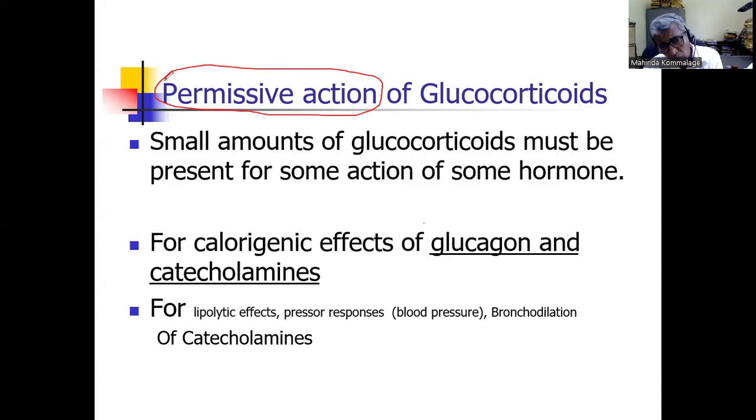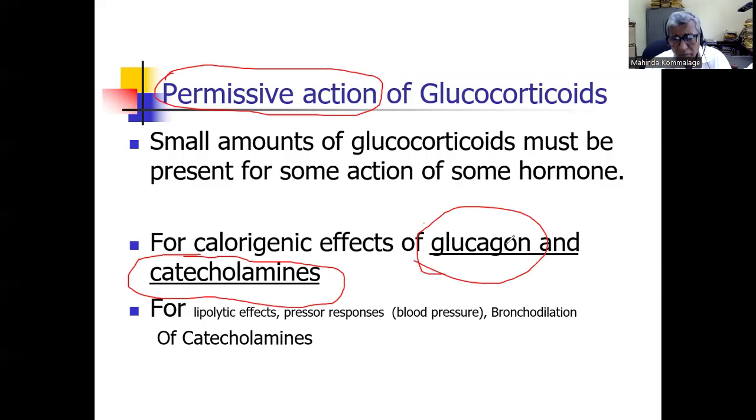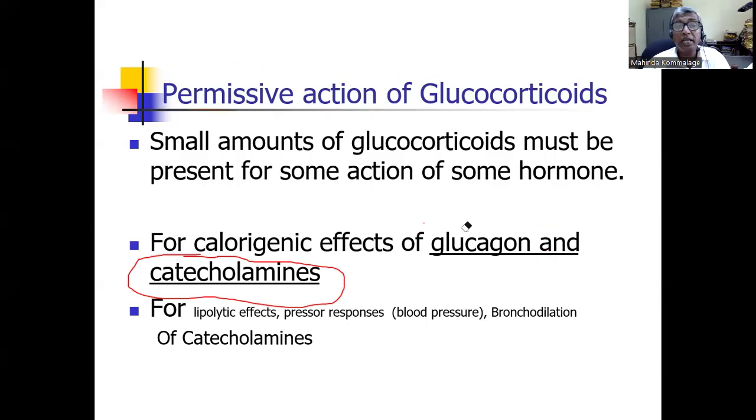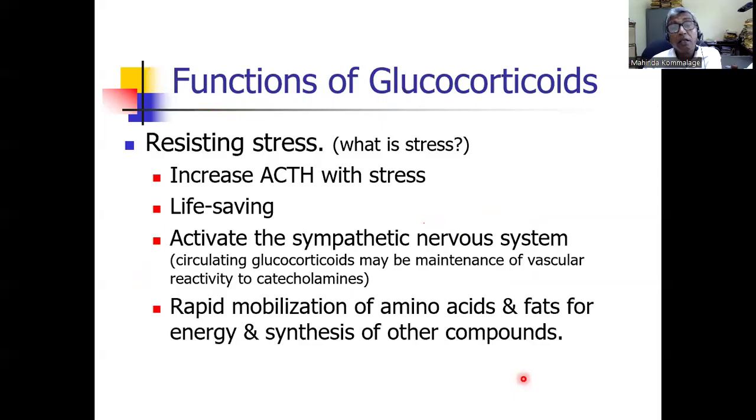It's important for the action of catecholamines, that is adrenaline, and the action of glucagon. For the action of these hormones, glucagon and catecholamines, cortisol will play a minor role. Cortisol gives a little help for the action of catecholamines and glucagon, and therefore it's called permissive action. So it's a minor effect, not the major action of cortisol.